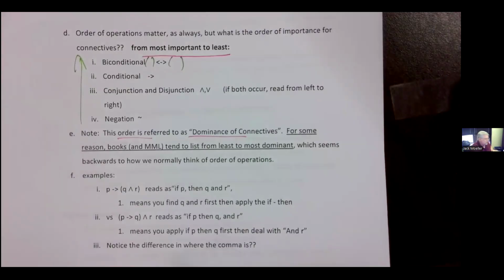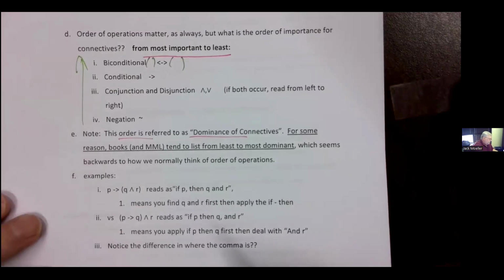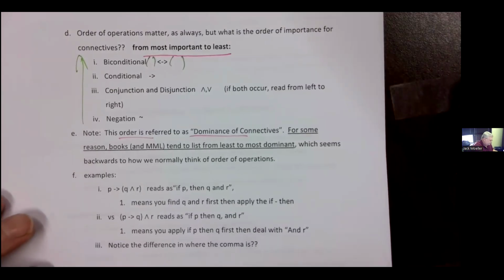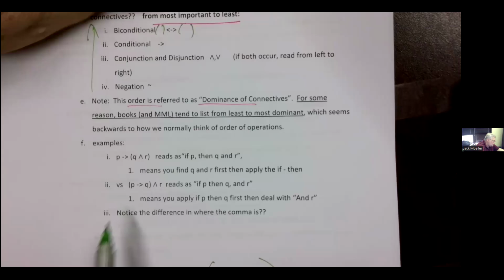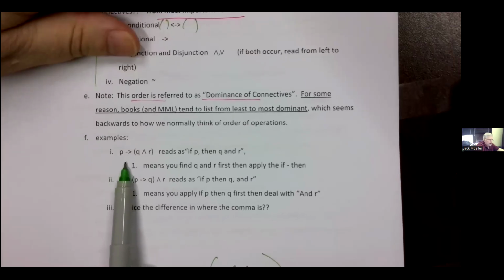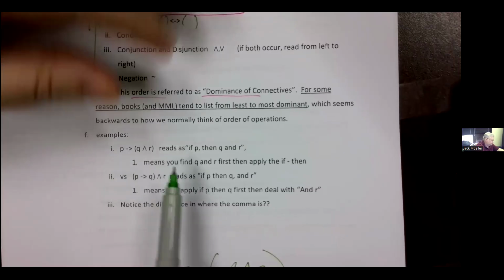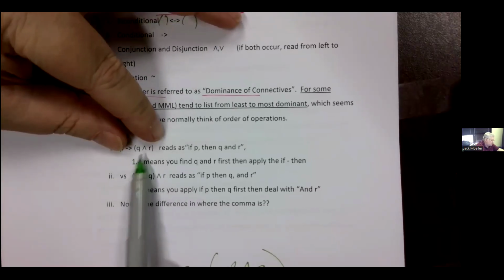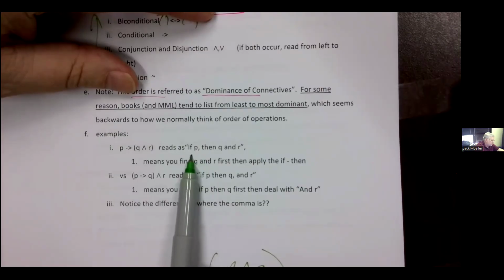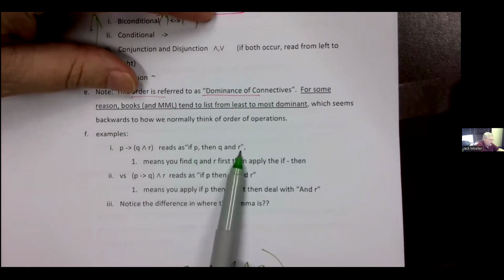The other thing is, since we're translating this from English often to symbols, pay attention to commas. What do I mean by that? Let's look here. We have if P, then parentheses Q and R. If you read that, that would be if P, comma, then Q and R.